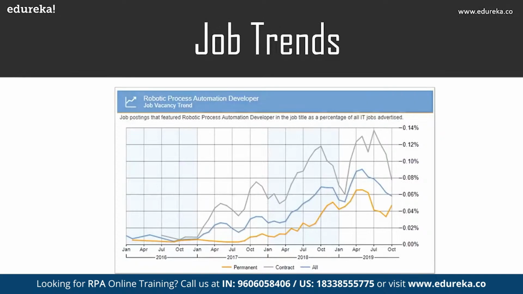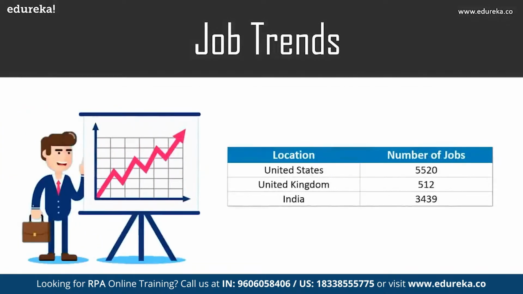Now before I tell you the salary trends of RPA developer, let me just quickly give you some stats about the job trends based on the geographic locations. Like in United States, the number of jobs are around 5,000. In United Kingdom, the number of jobs are around 512, and in India, the number of jobs are around 3,000. So as you can see, the numbers are quite good, and RPA developer career opportunities will only shoot through the roof as both startups and well-established companies are offering lucrative salaries to the RPA developers.